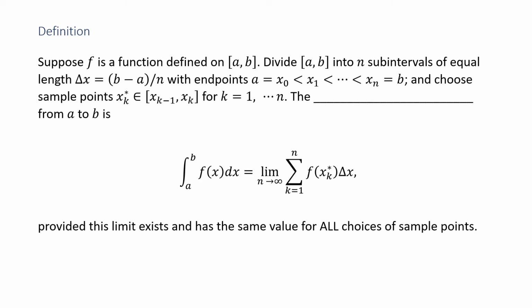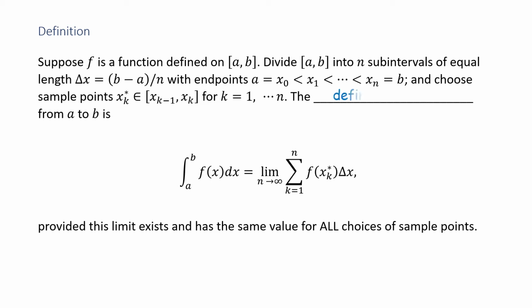Definition. Suppose f is a function defined on the closed interval from a to b. Divide that closed interval from a to b into n sub-intervals of equal length. Delta x equals the quantity b minus a divided by n, with endpoints a equals x sub naught, is less than x sub 1, is less than dot dot dot, is less than x sub n, which equals b. And choose sample points x sub k asterisk, an element of the closed interval from x sub k minus 1 to x sub k for k equals 1 all the way to n.